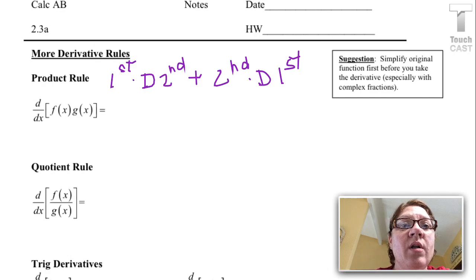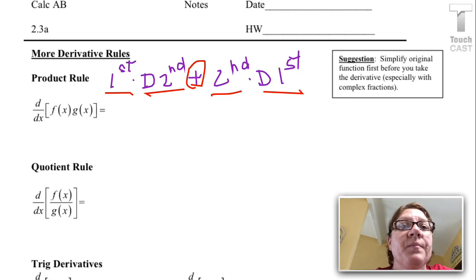So the product rule, if you say this little saying in your head over and over until you can't forget it, it'll help you remember how to do product rule. So my little hieroglyphics say: first times derivative of the second plus second times derivative of the first.